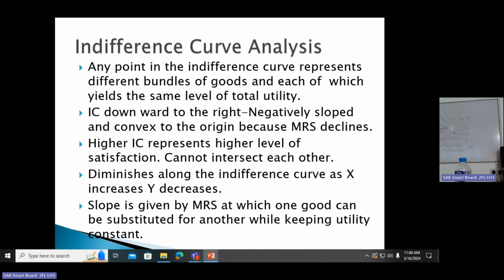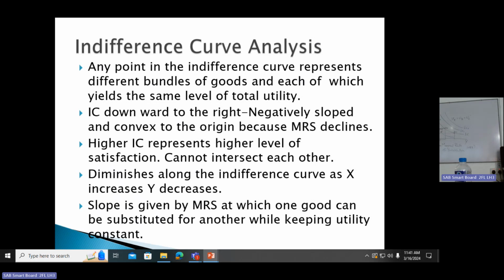There cannot be common points. What happens if there is a common point that violates the basic conditions? For example, now we take A and C. Utility of A equals utility of C, right? At this point, the utility should equal the utility of point C, because it's the same level of indifference curve.